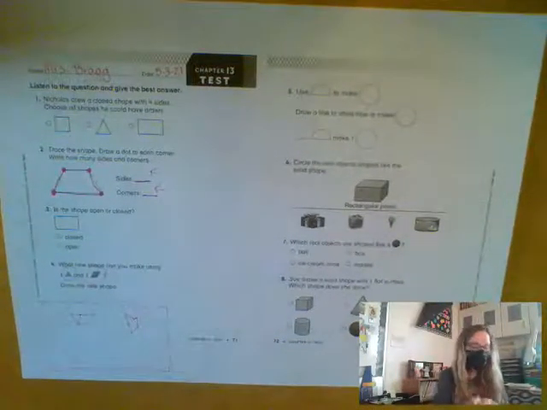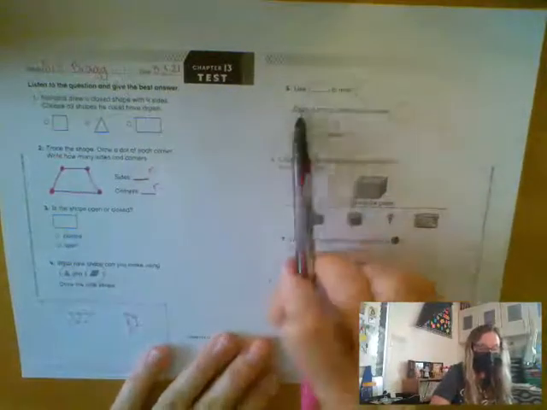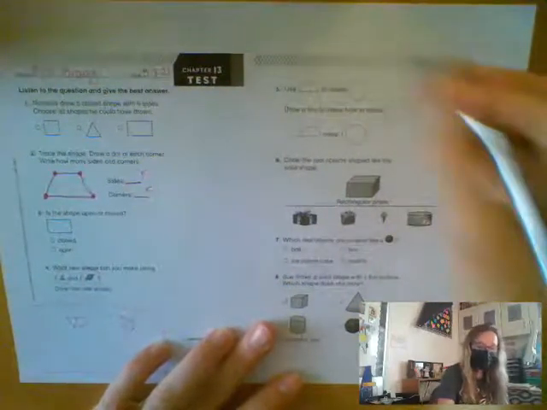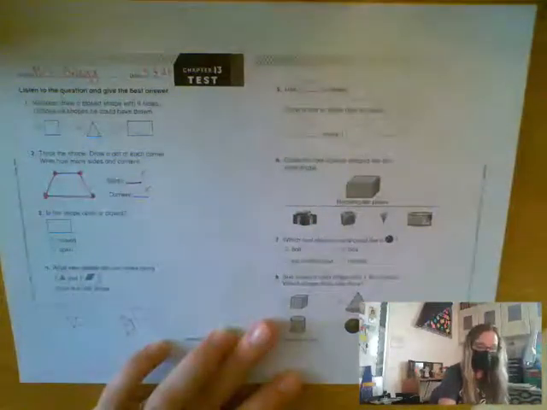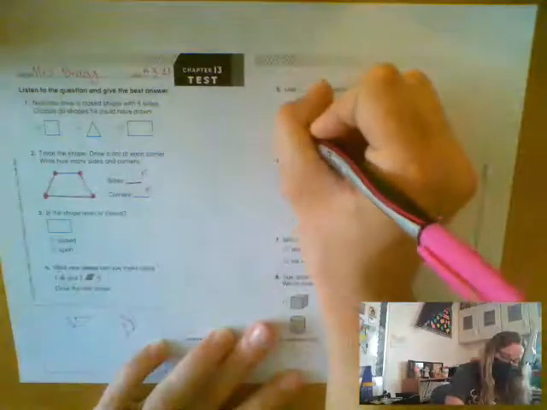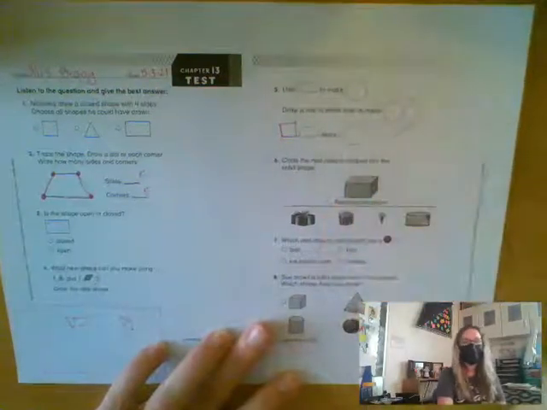So this one says, number 5, use half circles to make a whole circle. So draw a line to show how you could do that. So looking at this circle, draw a line to show how you could use this shape to make that shape. And then tell me how many of that shape do you need to make a circle. So how many half circles make a circle? Put it on the line here.